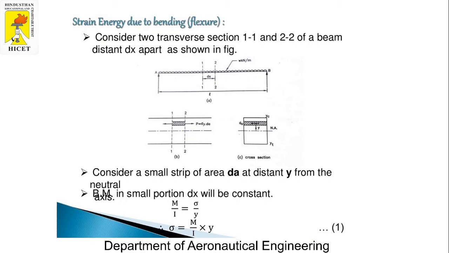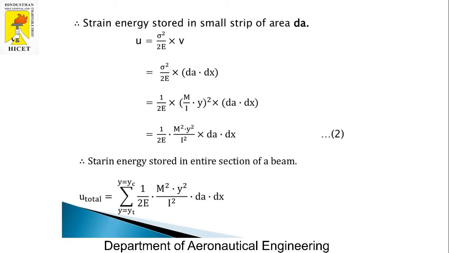Next, strain energy due to bending. Consider two transverse sections 1-1 and 2-2 of a beam a distance dx apart, as shown in the figure. Consider a small strip of area dA at distance y from the neutral axis. The bending moment in the small portion dx will be constant, and M by I is equal to sigma by y, so sigma is equal to M by I into y. The strain energy stored in the small strip of area dA is U equal to sigma square by 2E into volume.